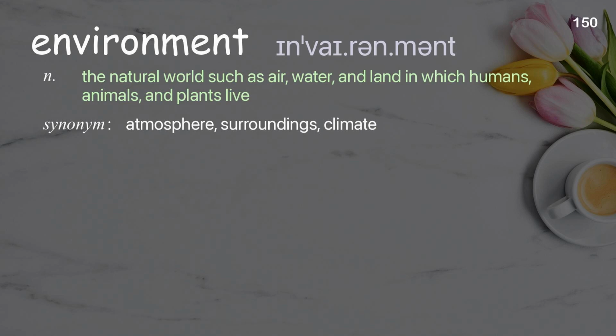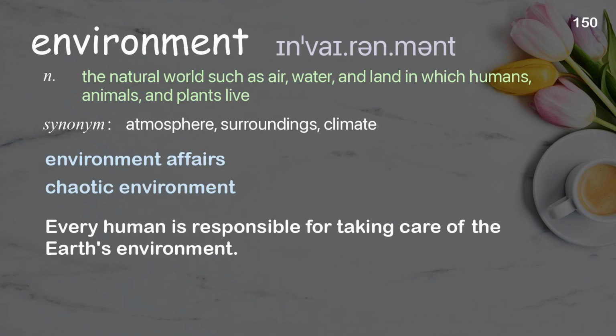Environment. The natural world, such as air, water, and land, in which humans, animals, and plants live. Examples: environment affairs. Chaotic environment. Every human is responsible for taking care of the Earth's environment.